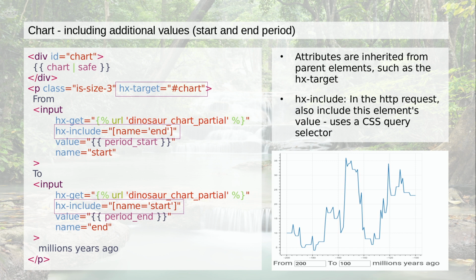Then just to tidy things up a little bit, if you look at the input itself, the two inputs do not have a target. So they don't tell you what should be replaced. That is because the paragraph above it specifies the target, and the two inputs that are children of the paragraph will inherit the AJAX tags. So you can have a whole block, a whole div or whatever, and you specify one target or some other attribute that will apply to every element within that div.